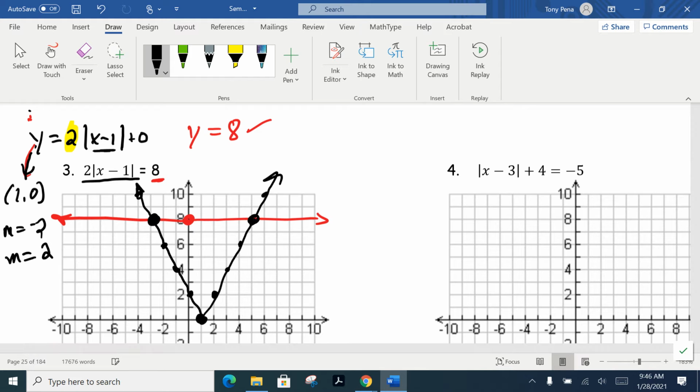there's a solution, there's a solution. So this intersected at the x value of -3. So that's one of our answers. And then this point of intersection right here is an x value of 5. So that is our other solution. All right. Simple enough, hopefully.